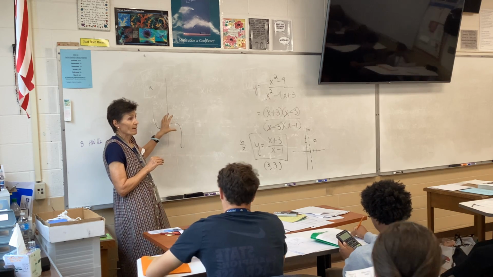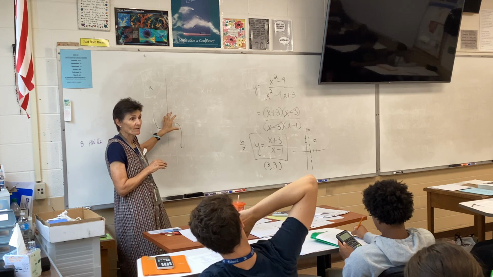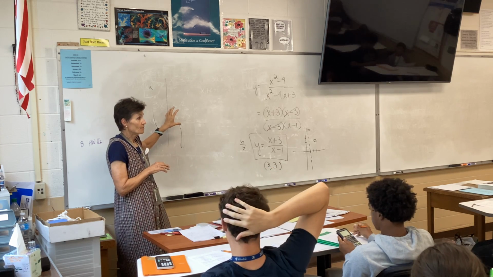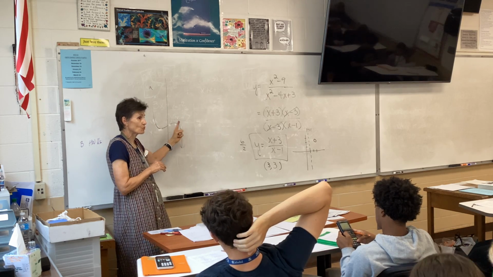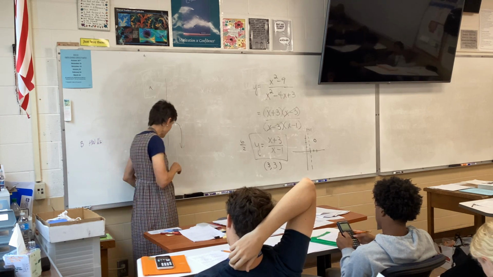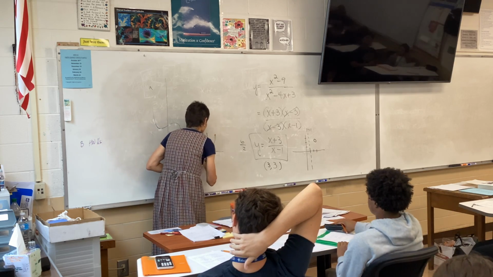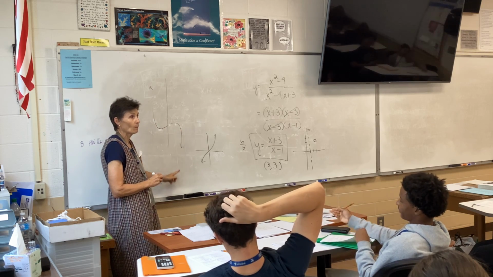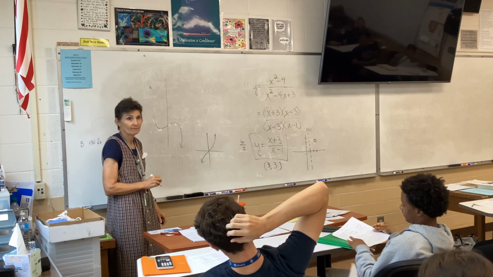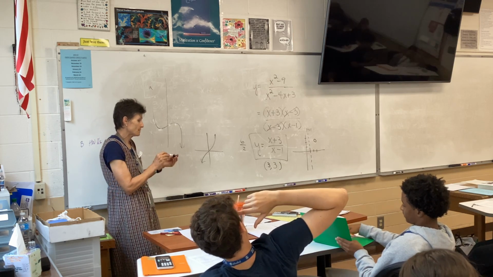One more comment about this. This is one of your BFFs. Which BFF is this? The cubing function. Does it make sense that it's in this direction? Because your regular BFF looks like this. Does it make sense that this one is going that way? It has a negative in front. And what does a negative in front do? Flip. Turns it upside down.